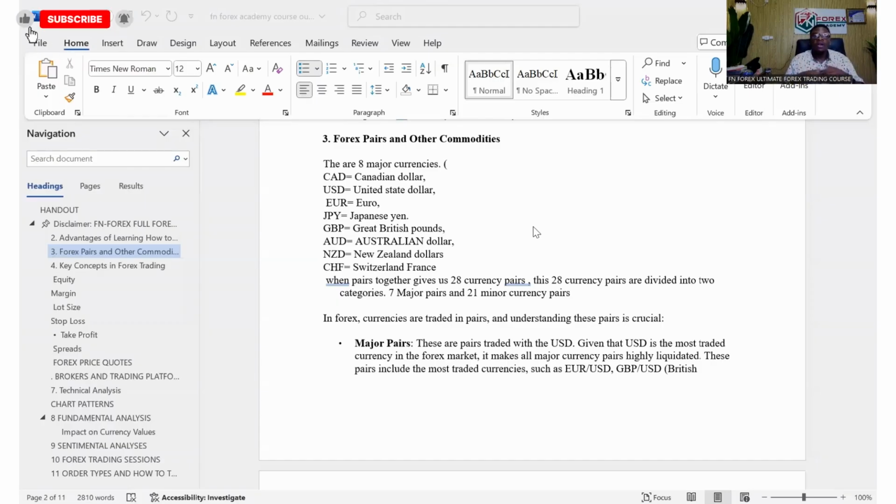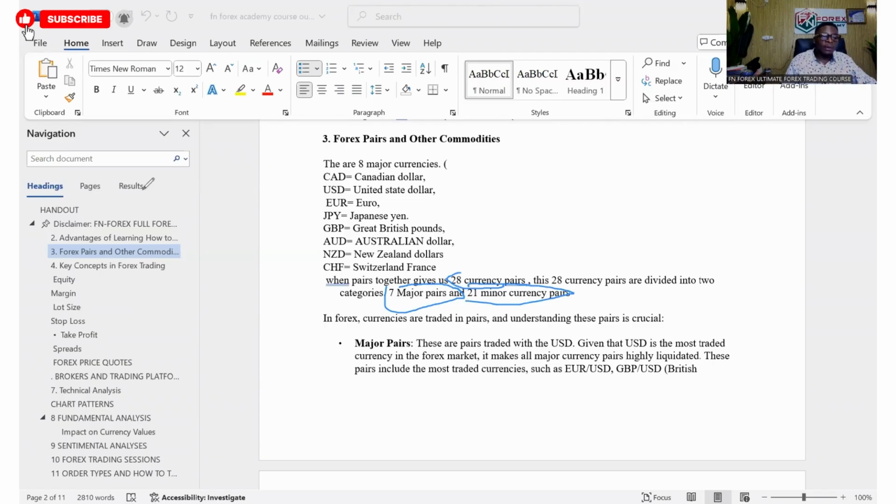Most people make this mistake. What do they trade in the forex market? Currencies? No. We trade currency pairs. These currencies are being traded in pairs. So 8 major currencies when paired together give us 28 currency pairs. And these 28 currency pairs are divided into 2 categories. We have the minor and we have the major currencies. The major currencies are made up of 7 of the 28 currency pairs, while 21 are minor currency pairs.